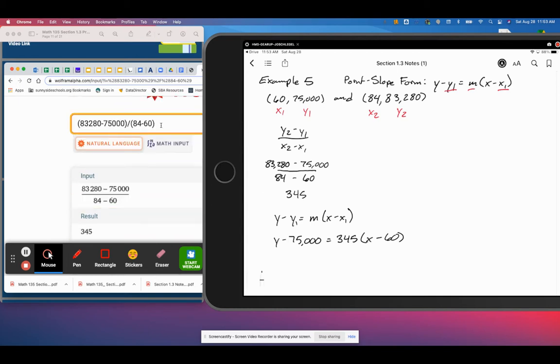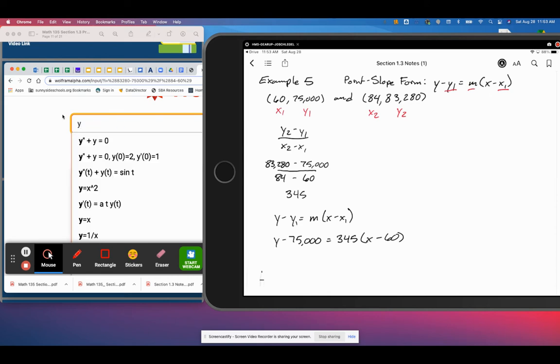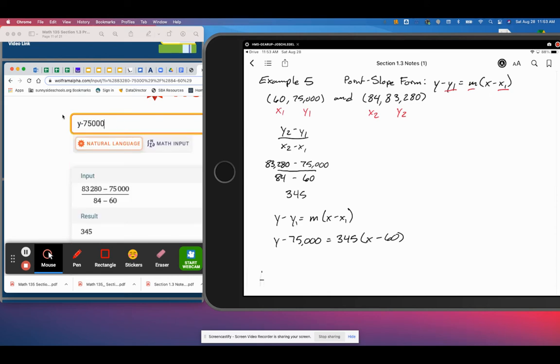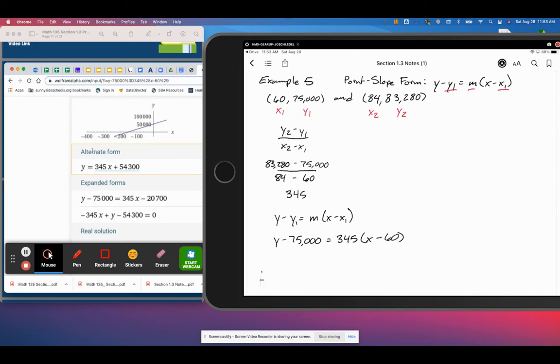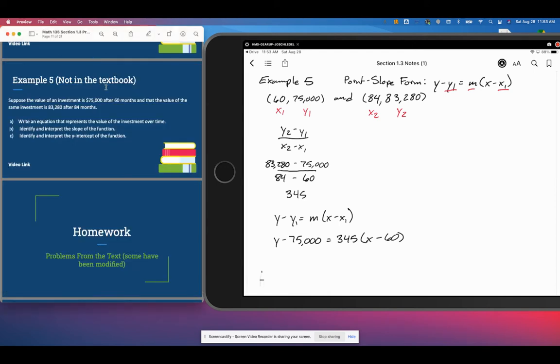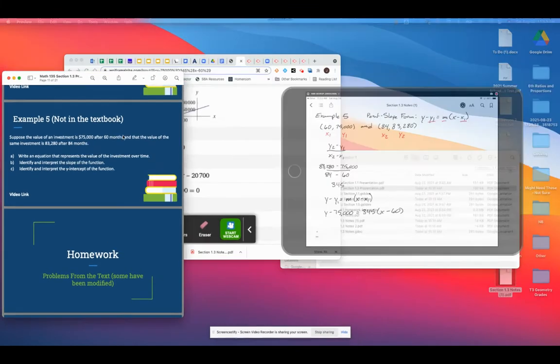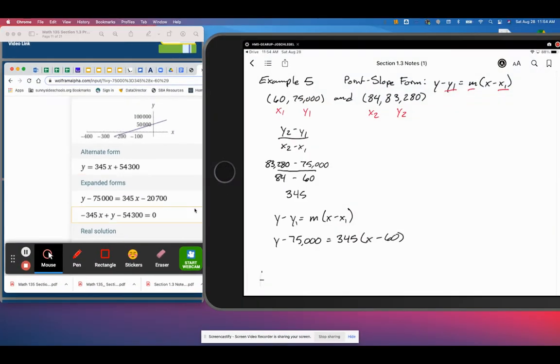Again, everyone, I do not particularly like point slope form because it doesn't tell us a whole lot of information, and it looks pretty complicated in general. So we've got y minus 75,000 equals 345 times x minus 60. Wolfram is going to convert this to slope-intercept form for us here in alternate forms. So we'll be able to see that here is the slope and here is the y-intercept. I believe this is going to ask us to identify and interpret the slope of the function and identify and interpret the y-intercept of the function.